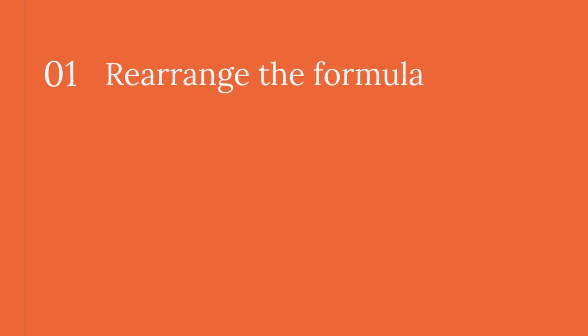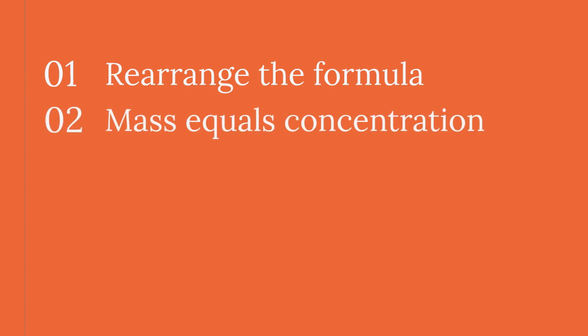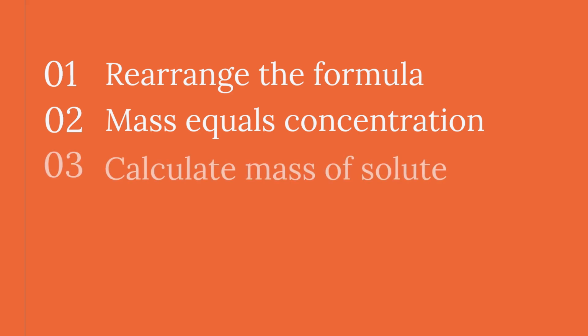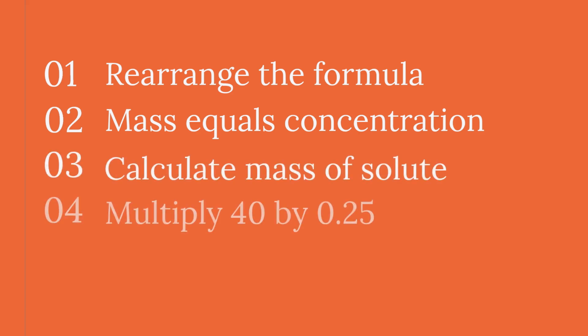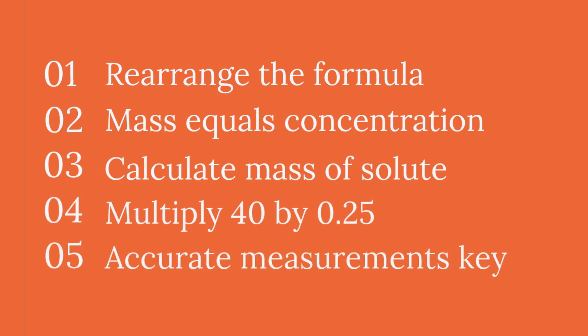Rearrange the formula: mass equals concentration times volume. For example, calculate the mass of solute in 0.25 cubic decimeters of a solution with a concentration of 40 grams per cubic decimeter. Multiply 40 by 0.25 to get 10 grams. This method ensures precise mass determination. Accurate measurements are key.